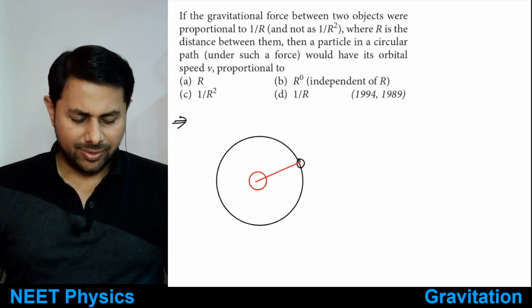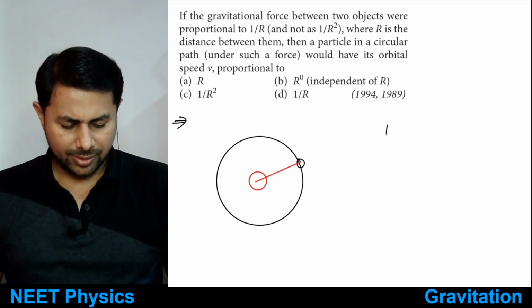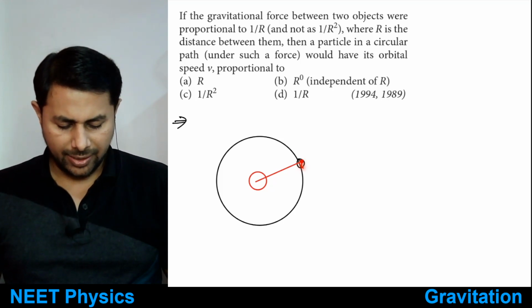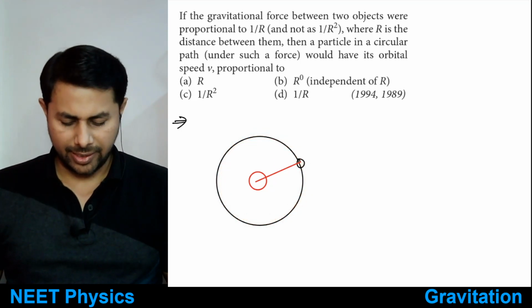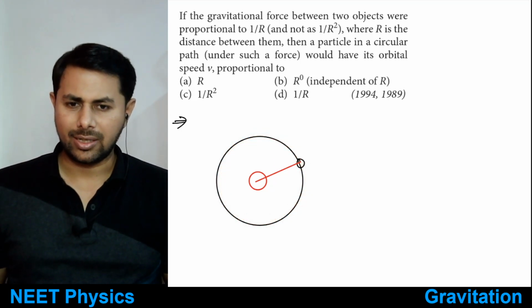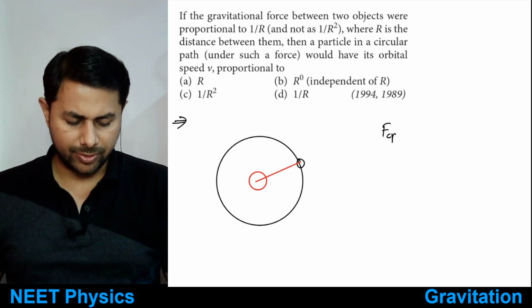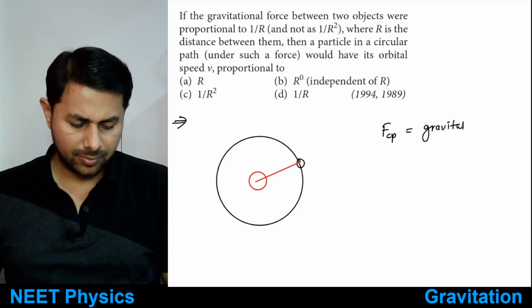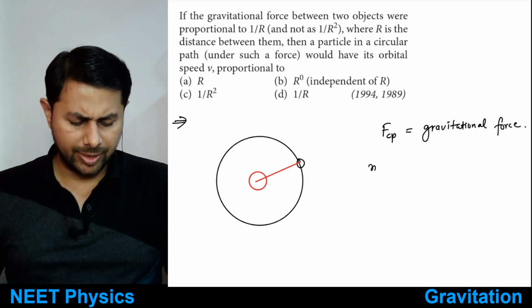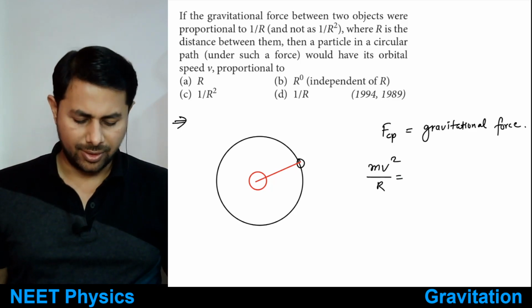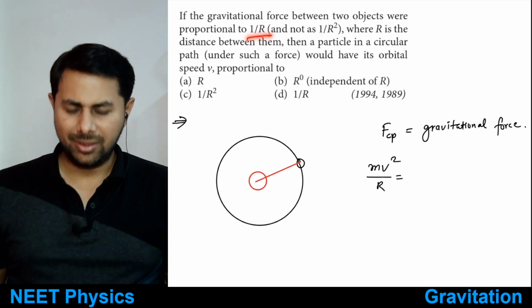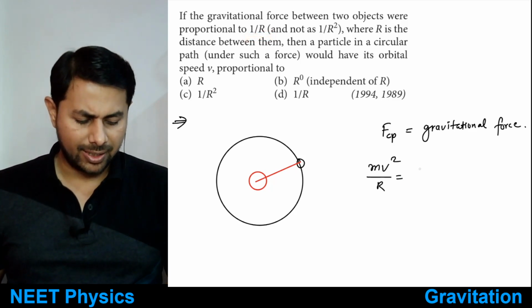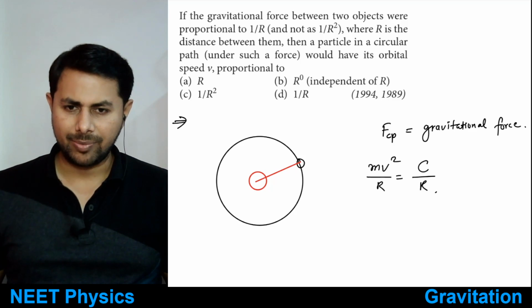All right, so let's see how. Now if planet revolves around sun, then the centripetal force is provided by what? The gravitational force. Okay, so centripetal force is provided by gravitational force, right? So centripetal force is given by mv square divided by r, and if gravitational force is also 1 by r dependent, means it is some constant divided by r, some constant upon r, then what will happen?